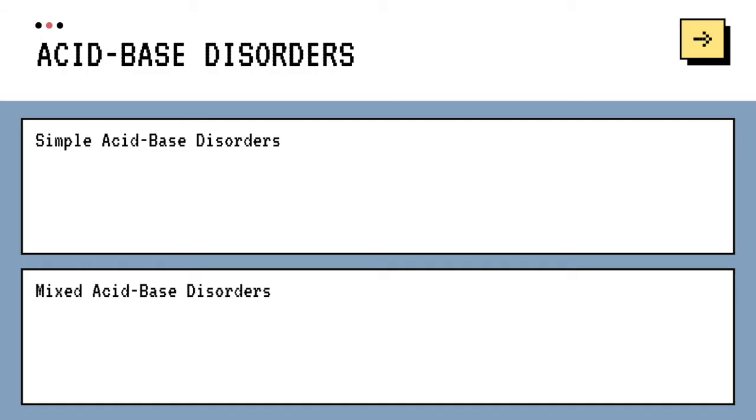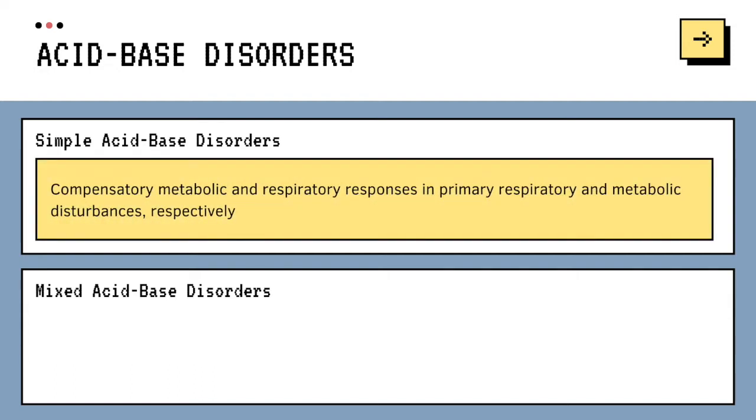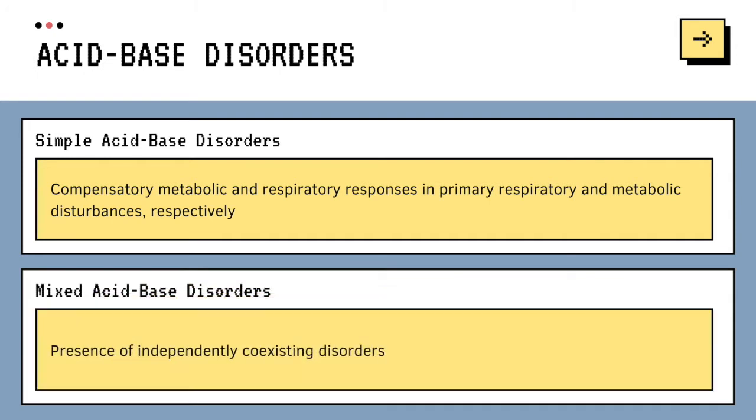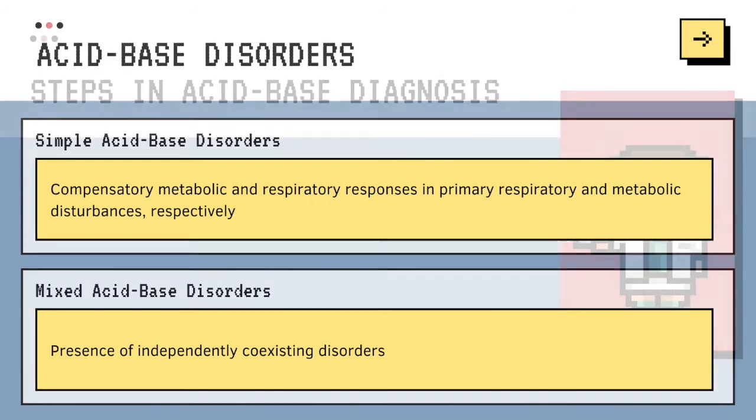Acid-base disorders can be divided into simple or mixed. Simple acid-base disorders are when compensatory metabolic and respiratory responses are activated in cases of primary respiratory and metabolic disturbances, respectively. Mixed acid-base disorders, on the other hand, are the presence of independently coexisting disorders and not merely compensatory responses. This is often seen in critical care units, which may lead to dangerous extremes of pH.